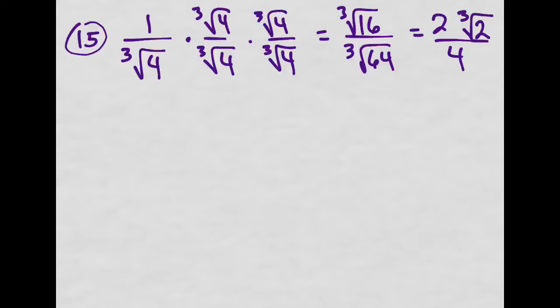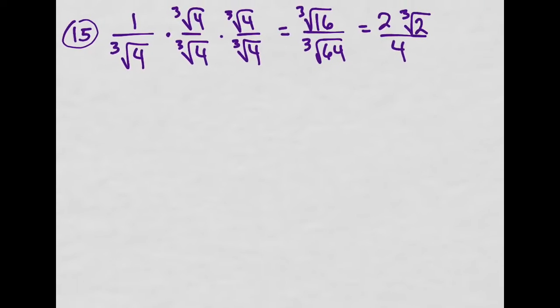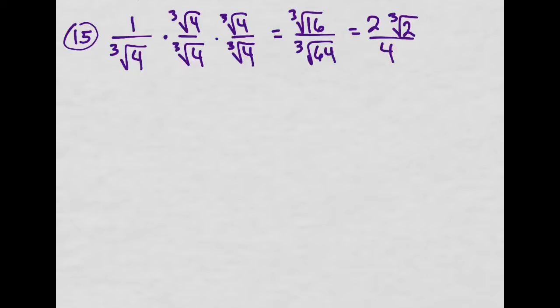And then again, Jordan, this is where I've got stuff on top and bottom that match. And so that 2 on top and the 4 on bottom would reduce. And that would be your final answer. Okay.